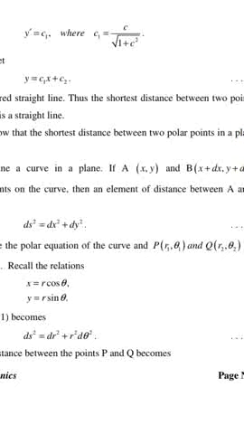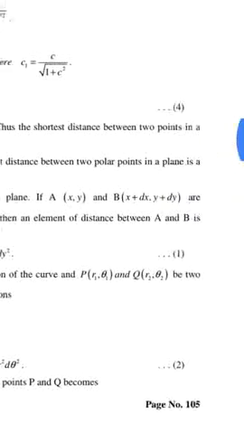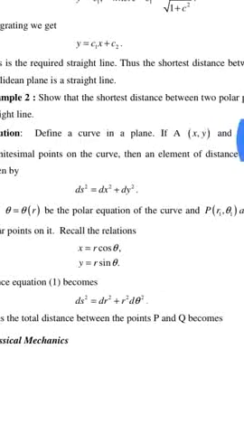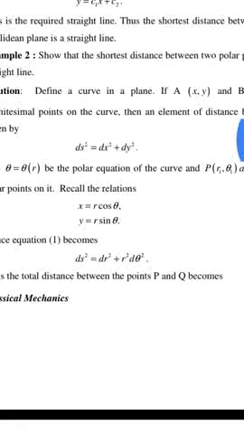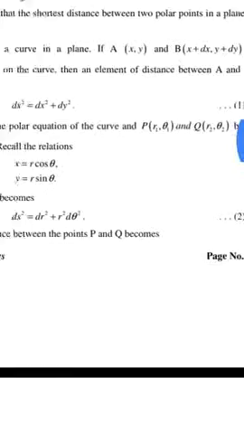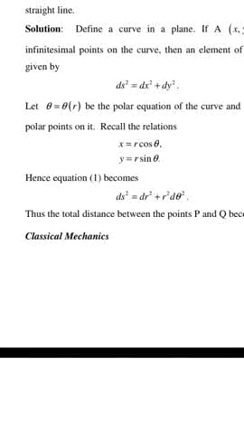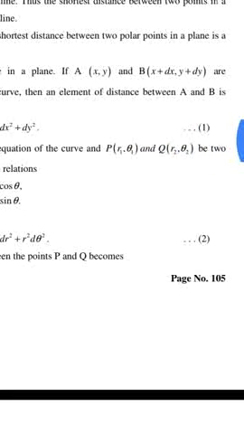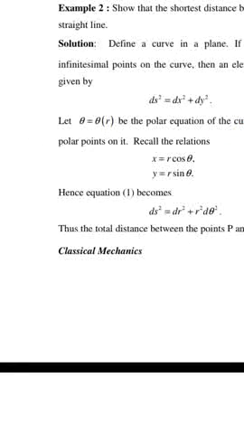Define a curve in the plane, A at (x, y) and B at (x plus dx, y plus dy). Therefore, by the distance formula, ds squared is equal to dx squared plus dy squared. Now let theta equal theta of r be the polar equation of the curve. Let P(r1, theta1) and Q(r2, theta2) be two polar points on it. Therefore, x is equal to r cos theta and y is equal to r sin theta. Differentiate the equations.